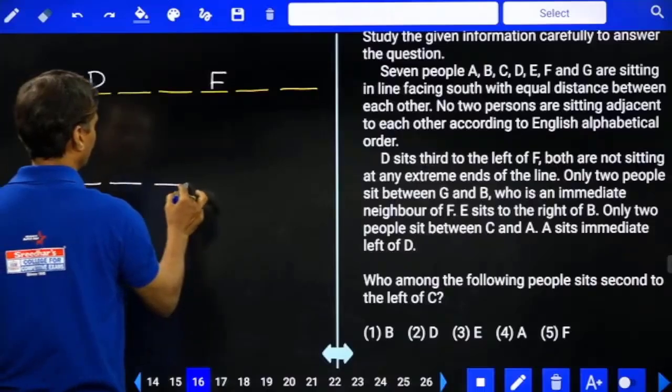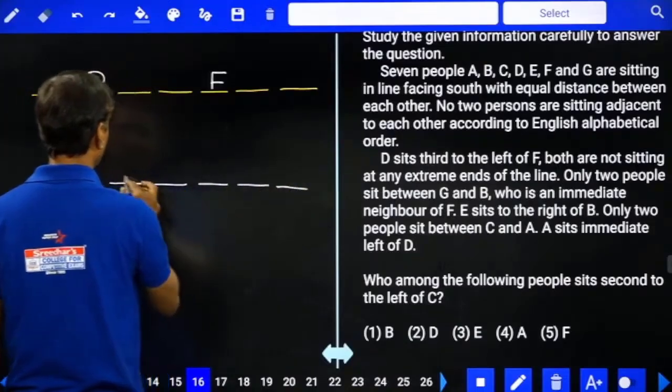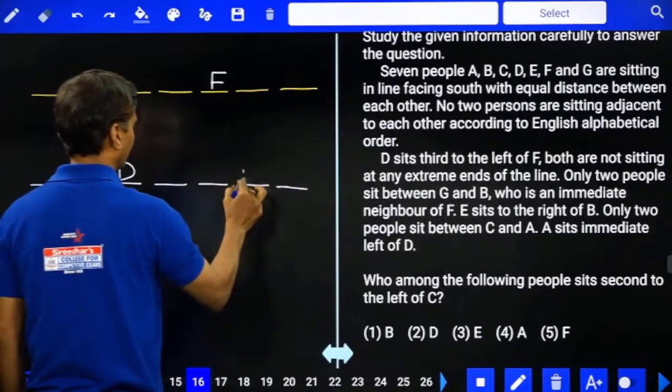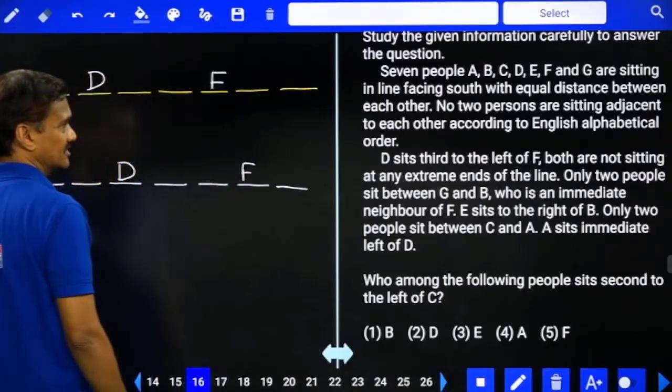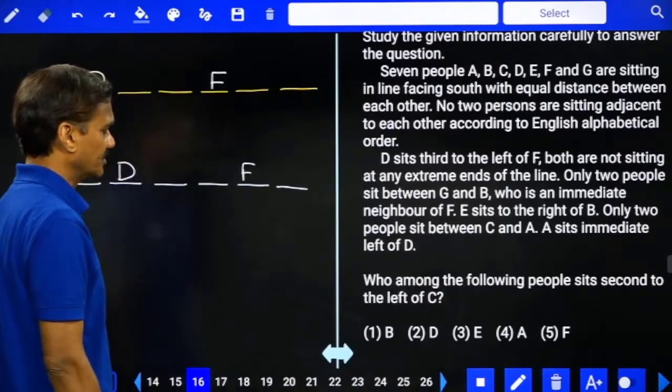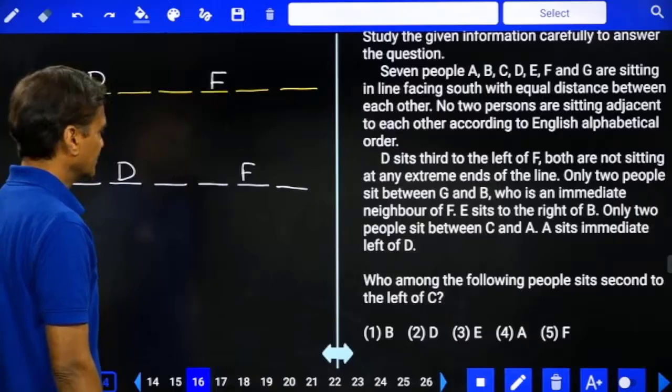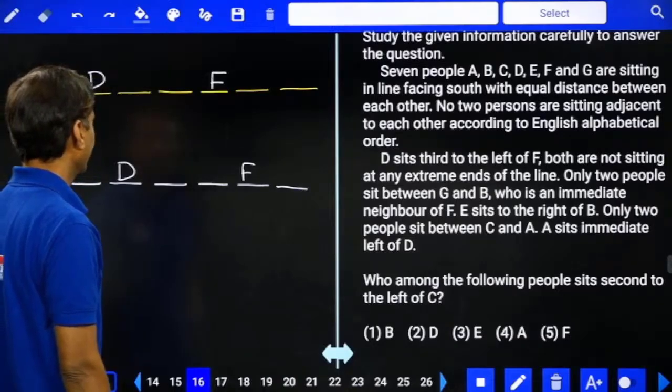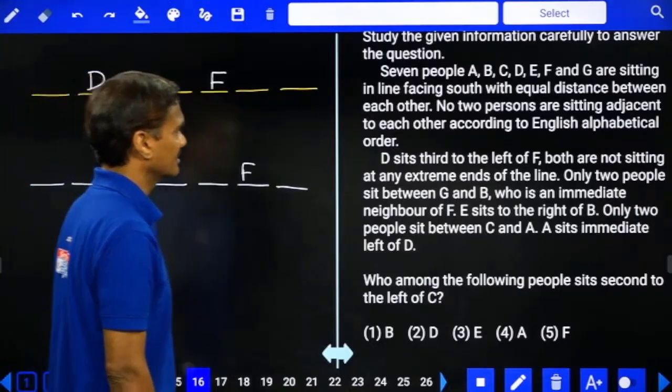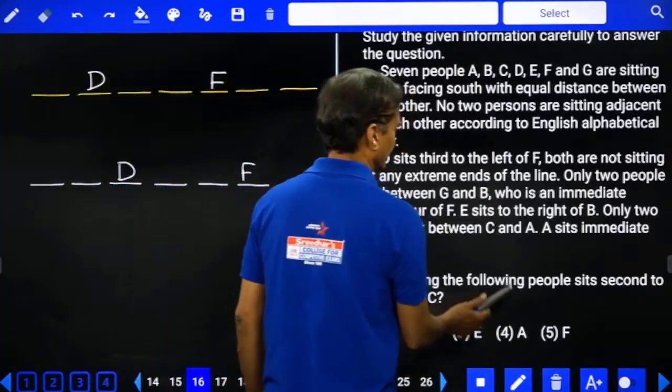1, 2, 3, 4, 5, 6, 7. Now here again, D sits third to the left of F, and both are not at the extreme ends of the line. And no 2 persons are at the extreme ends sitting according to alphabetical order.